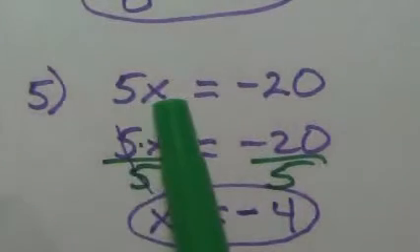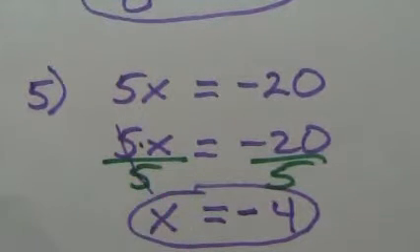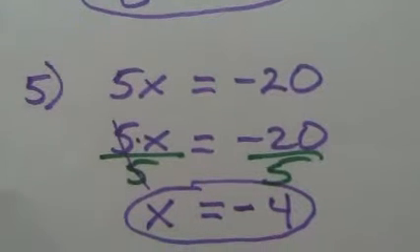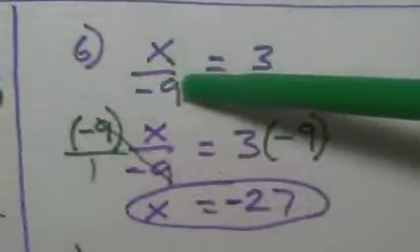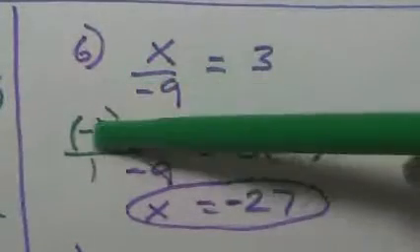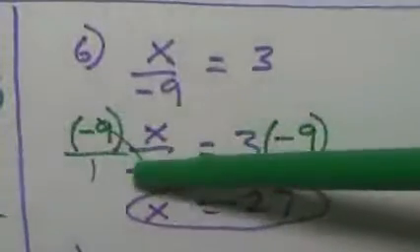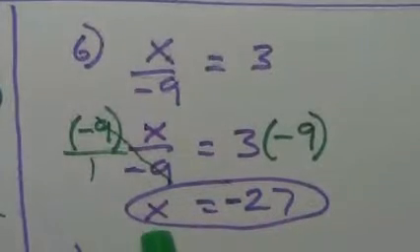Here we have 5 times x. To undo that, we simply divide by 5. But you have to do it to both sides. And then we get our letter by itself. Here's one where it's x divided by negative 9. It's divided by, so that means we have to multiply by the same number, and those all cancel out, reduce to 1, and you're left with x all by itself. So that's your goal, to get the variable by itself.